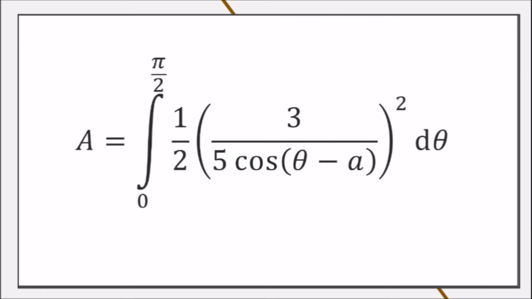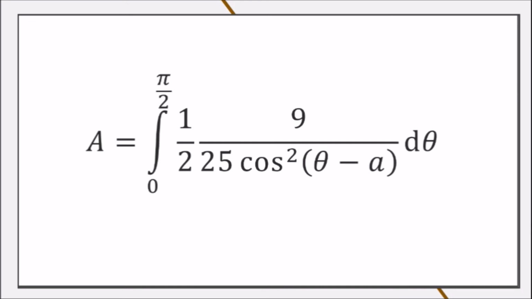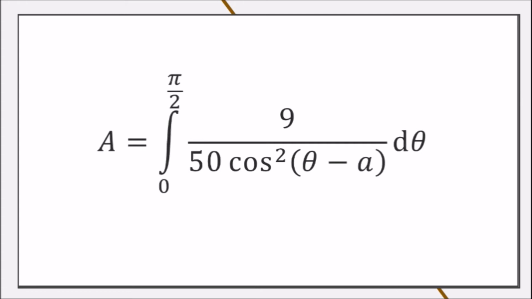Now this is why we turned our sine and cos into harmonic form, because now we don't have to worry about FOIL or anything like that. We can just square our one thing, which in this case is 9 over 25 cos squared of theta minus a. Obviously we can multiply that by a half, that's easy enough, to get 9 over 50 cos squared theta minus a. Now, this is equivalent to 9 over 50 times 1 over cos squared theta minus a.